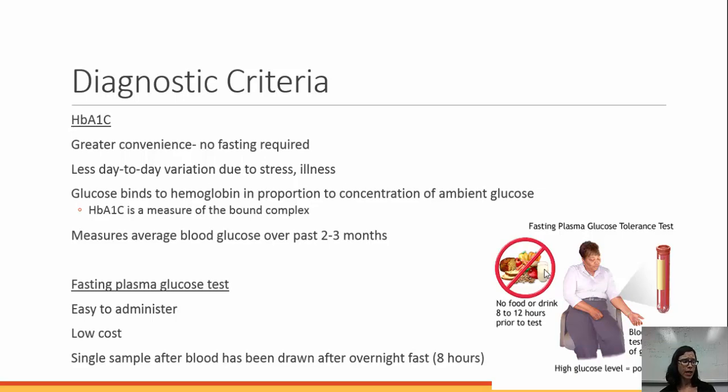So the hemoglobin A1C complex stays in the blood until the heme portion is broken down in the spleen, and that means that this complex is in the blood for as long as the hemoglobin is, which is 2 or 3 months. Another method of diagnosing diabetes is the fasting plasma glucose, and this is easy to administer and low cost, and just entails the patient fasting for at least 8 hours and then having their glucose drawn.